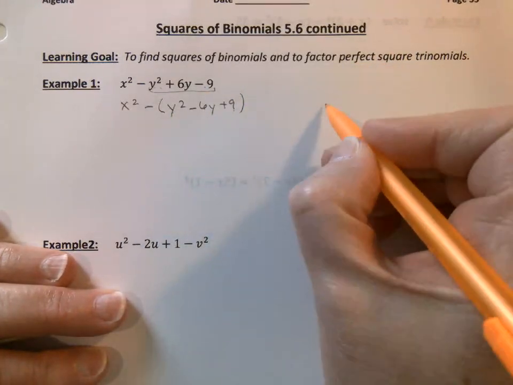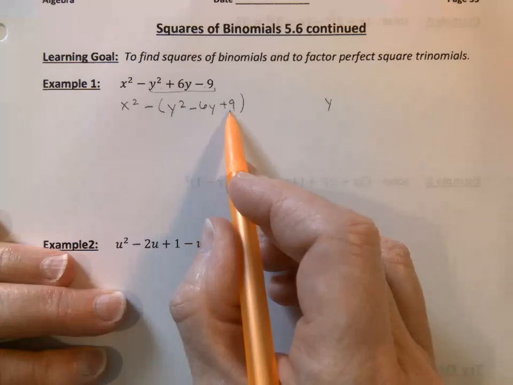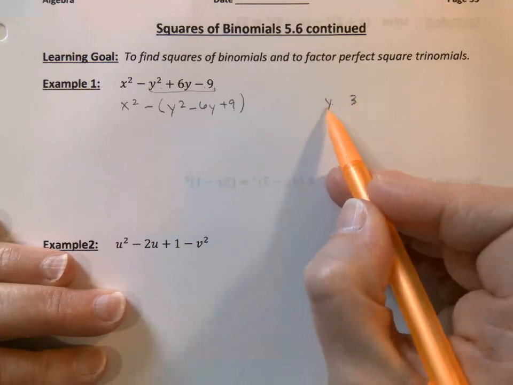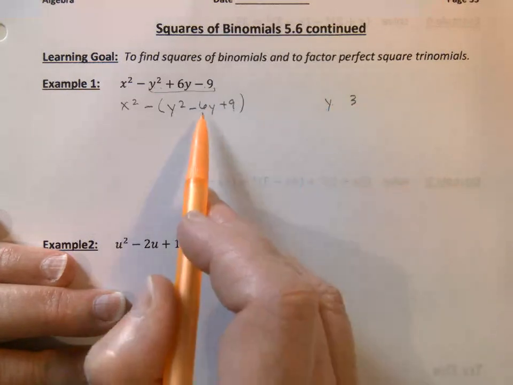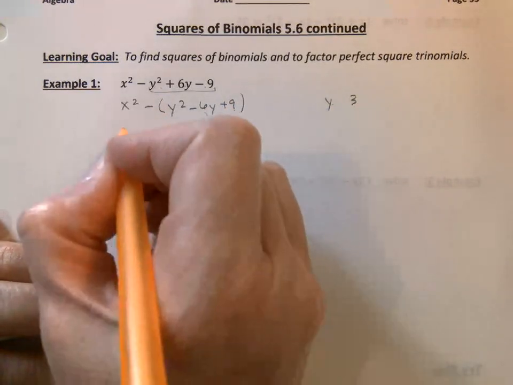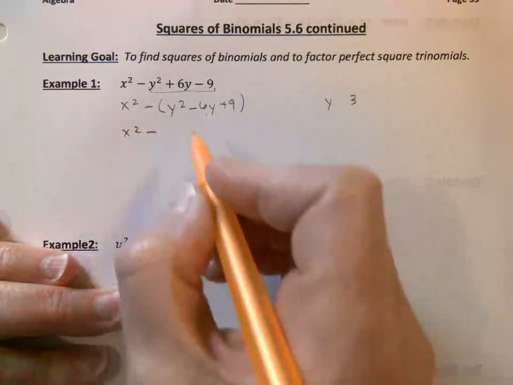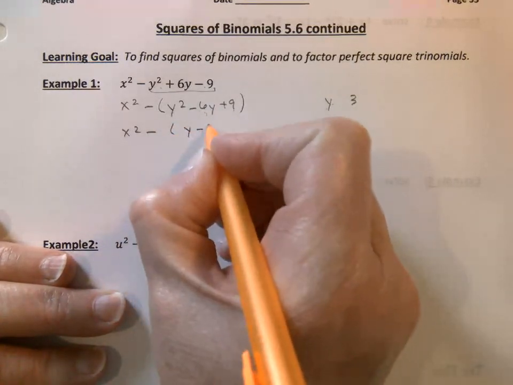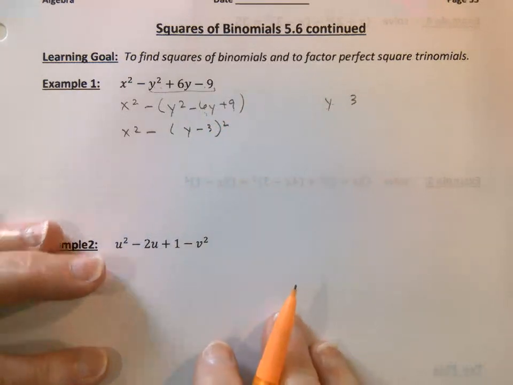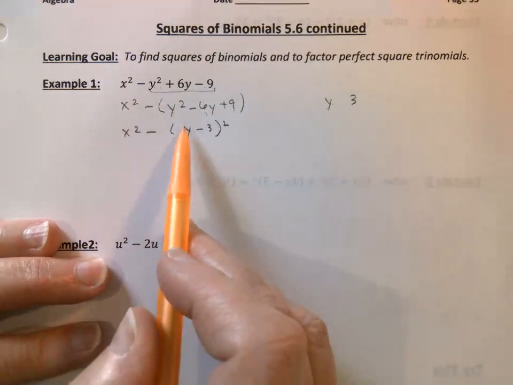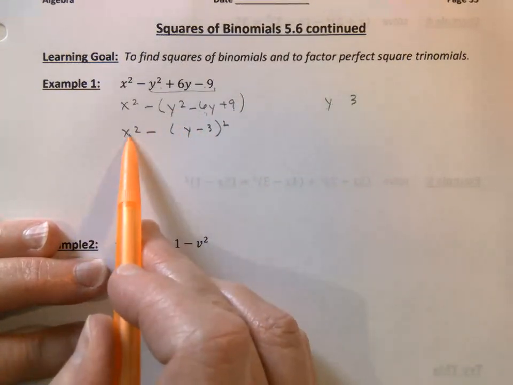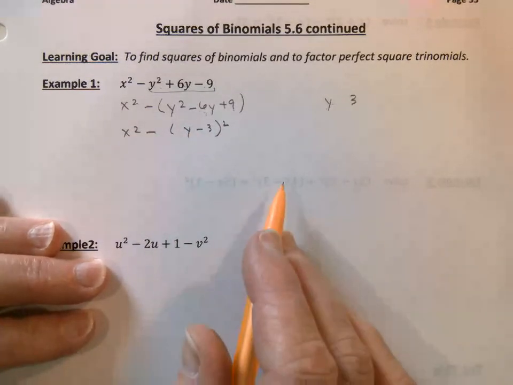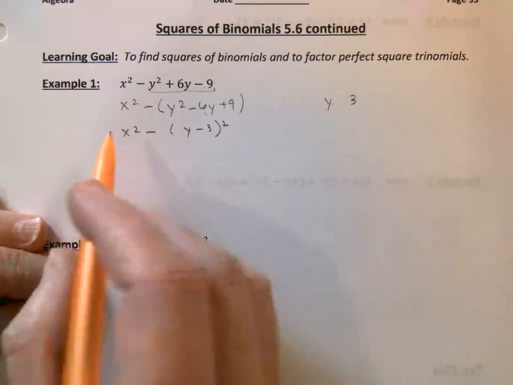If I take the square root of y squared, it gives me y. The square root of 9 is 3. If I do y times 3, that's 3y times 2 is 6y, which is what I have here. So that is a perfect square trinomial. So I can write that as y minus 3 squared. Now, this is a perfect square, this is a perfect square, and I'm finding the difference. So I have the difference of 2 squares.